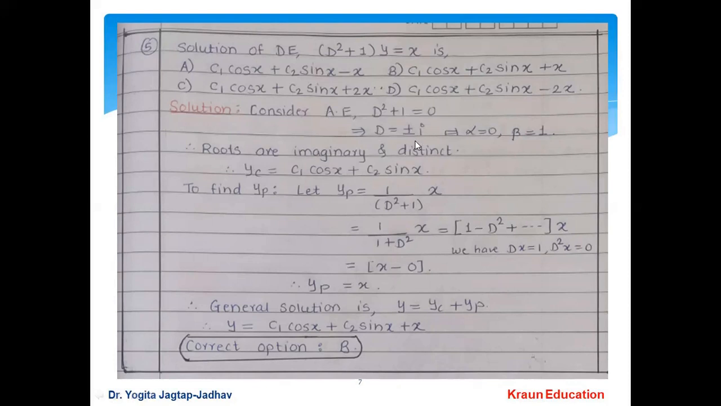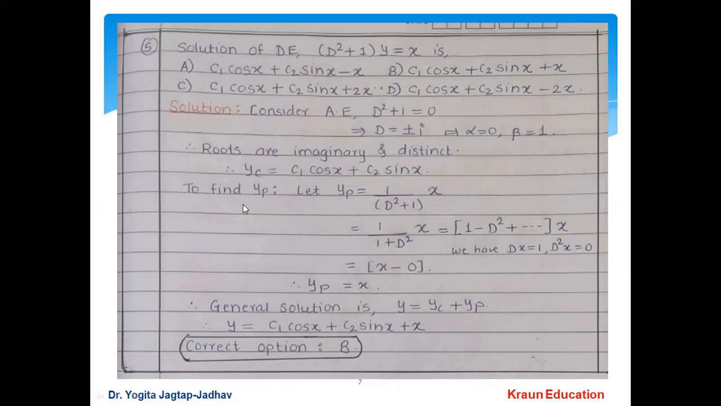Therefore d equal to plus minus i are the roots, where alpha equal to 0, that is real part 0, and beta, that is imaginary part, equals 1. Therefore roots are imaginary and distinct, or you may call it roots are complex and distinct, where real part alpha equal to 0. Therefore e raised to alpha x, that is e raised to 0 x, equal to 1, and side by side we get yc equal to what? C1 cos x plus C2 sin x.